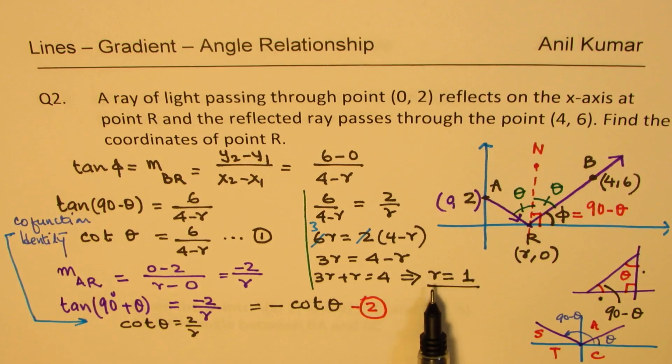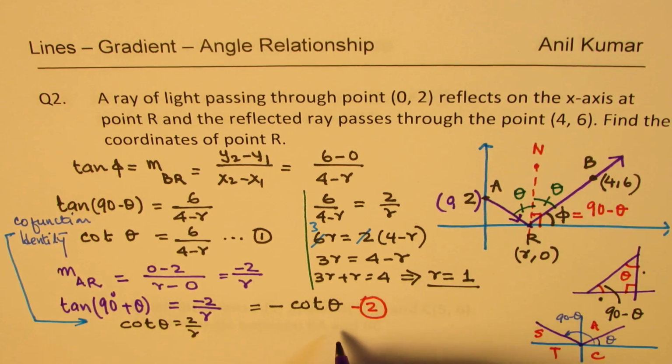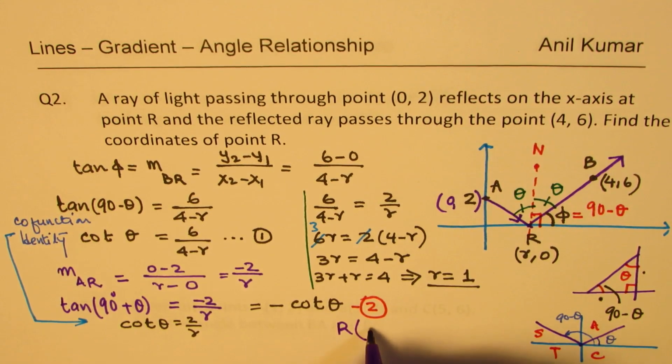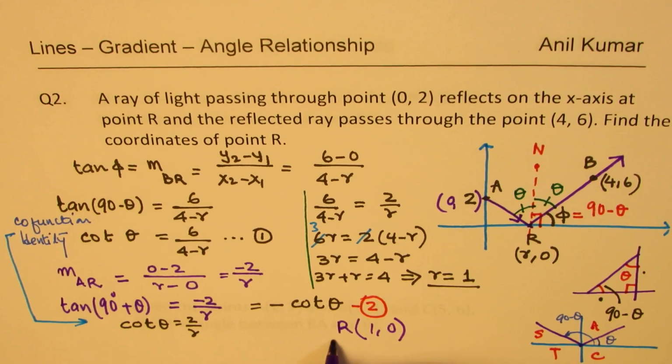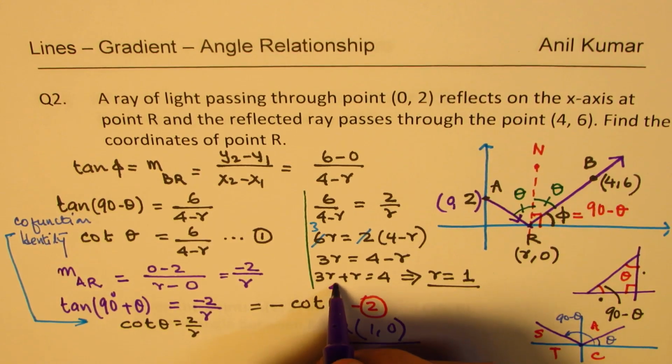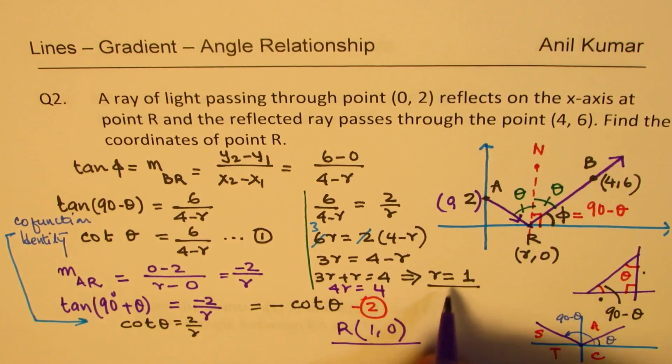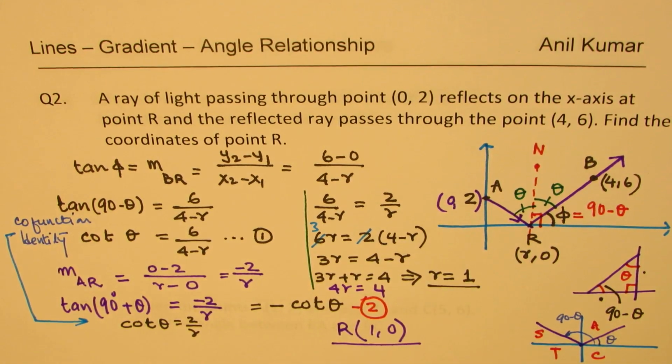So we find that the value of r is 1. Perfect. Therefore, the point under consideration, capital R, is basically (1, 0). You understand how we got that, right? This is 4r equals 4. That means r is equal to 1. Now I'd like you to pause the video and go through this solution once again.